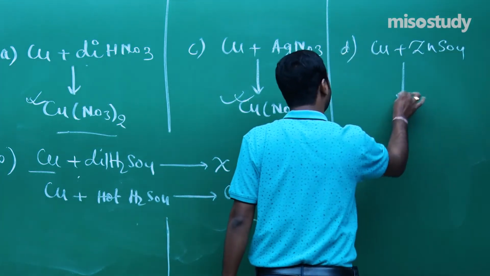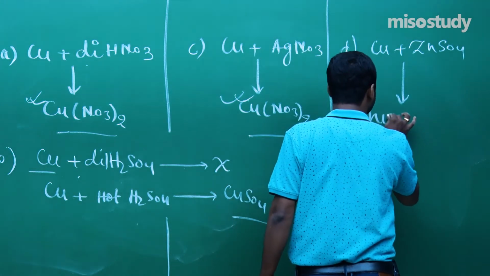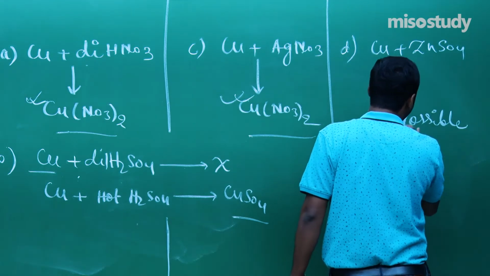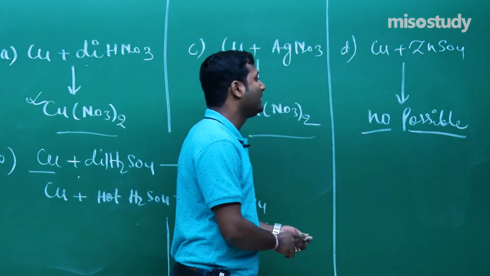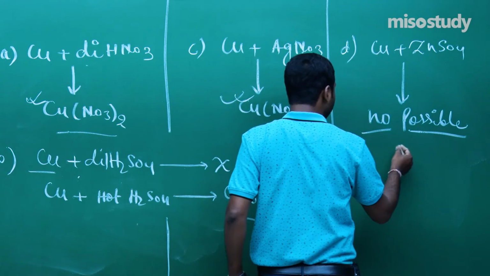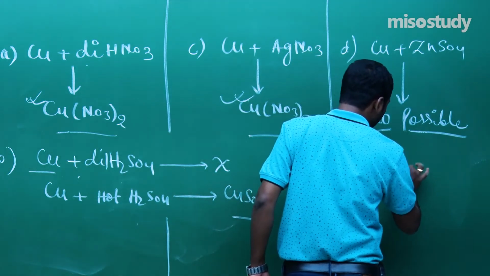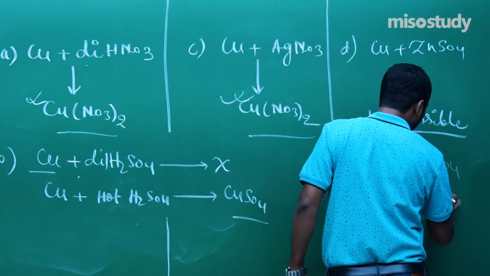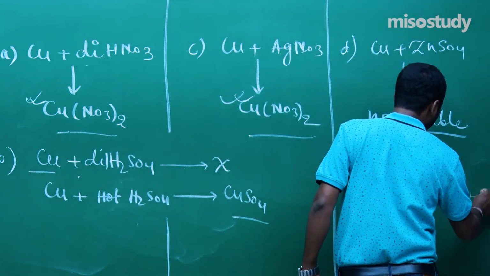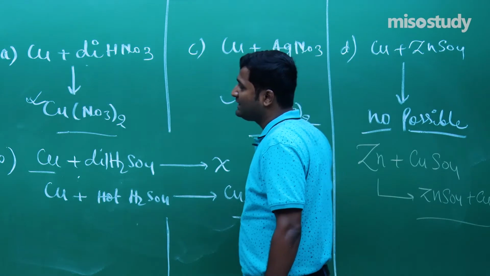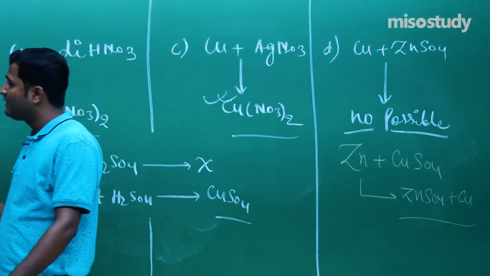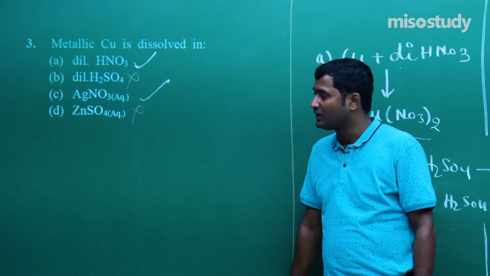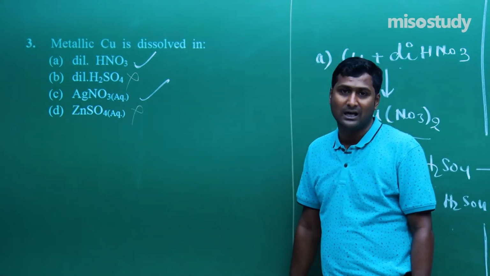As we all know, this reaction is not possible because Cu cannot displace Zn from its salt. But if I write Zn plus CuSO4, then what will happen? It gives you ZnSO4 plus Cu. So D option, I'm moving here friend, D option is also incorrect. So for this question, A and C are the correct options.